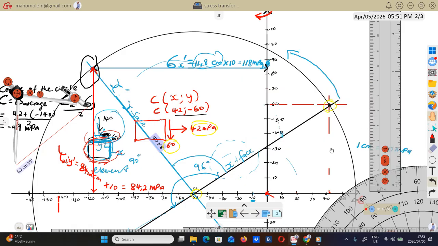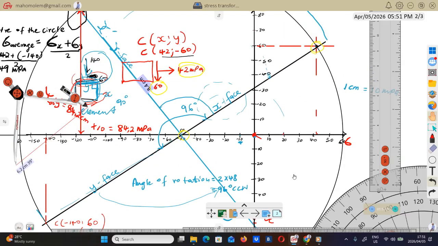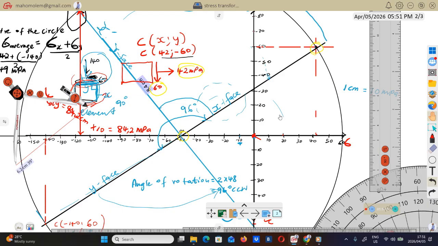On the y face it will be positive 84. But these formulas are automatically going to give you the values on the x face. So that's why we had the negative there from the formula.